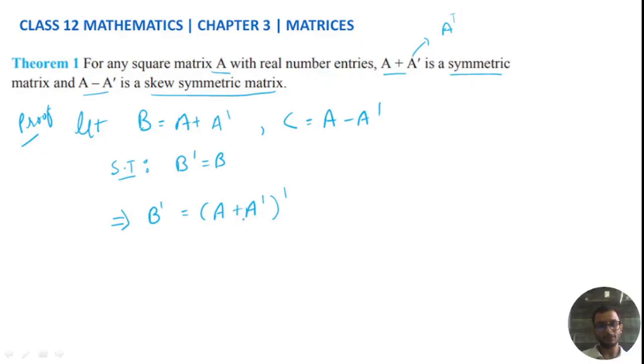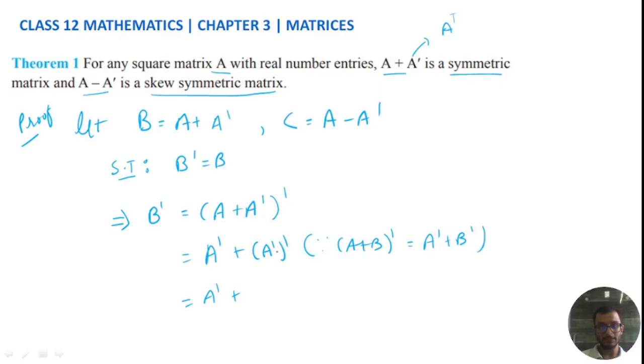So you tell me what will be the transpose of this. You should use the property of transpose. If I take this as matrix A and this as matrix B, then (A plus B) transpose should be A transpose plus B transpose. So it will be A transpose plus A dash transpose, that is, A transpose plus A transpose transpose. Now you tell me what is A transpose transpose. It is again A. Why does this hold? Because (A plus B) transpose is the same as A transpose plus B transpose.